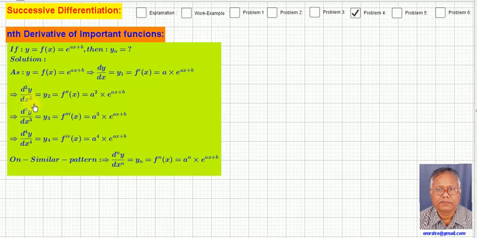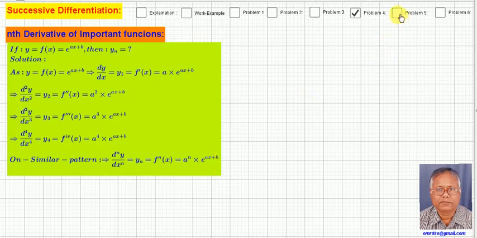Second derivative d²y/dx² is equal to, again differentiating it, you will get a into a e^(ax+b), that becomes a² e^(ax+b). Third derivative, similarly a³ e^(ax+b). If you follow the same pattern, the nth derivative dⁿy/dxⁿ is equal to aⁿ e^(ax+b).